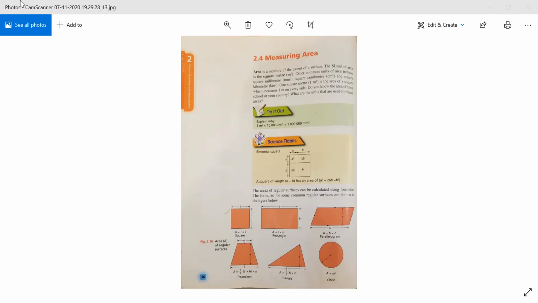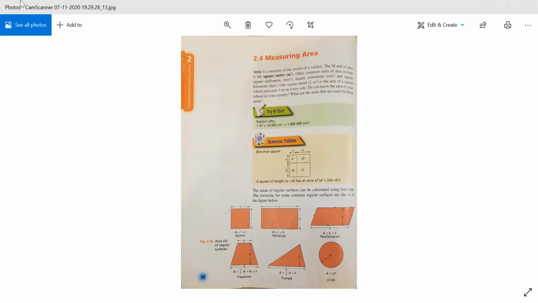Beta, keep in mind that whenever we have to measure the area, the formula is area equals length multiplied by length. For example, if we are talking about the area of a square, every shape will have a different formula for its area. A square has 4 same sides, so the area of a square will be area equals length multiplied by length.